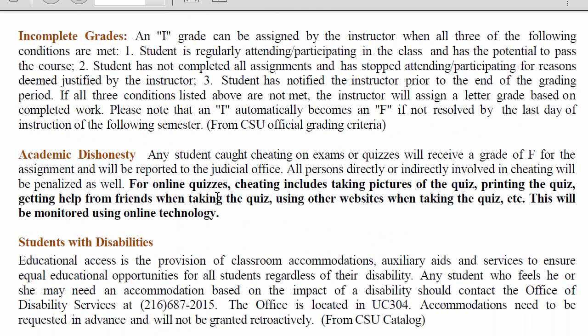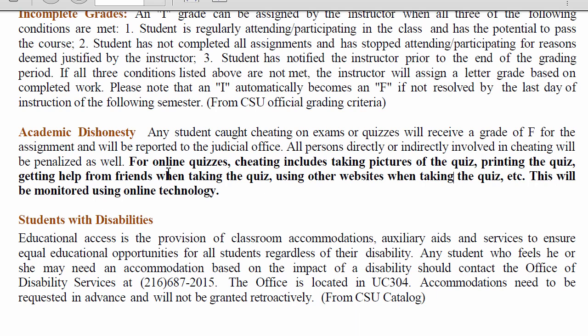For online quizzes, academic dishonesty includes taking pictures of a quiz, printing a quiz, getting help from friends when taking a quiz, or using other websites when taking a quiz. All of this will be monitored using our technology. Anyone found doing this will get an F for the quiz. And if it continues, I will report you to Student Judicial, and you will be charged with academic dishonesty.